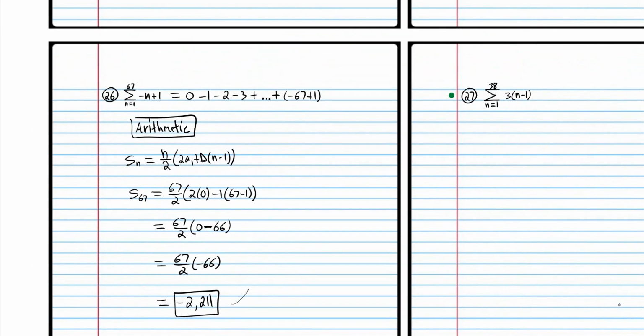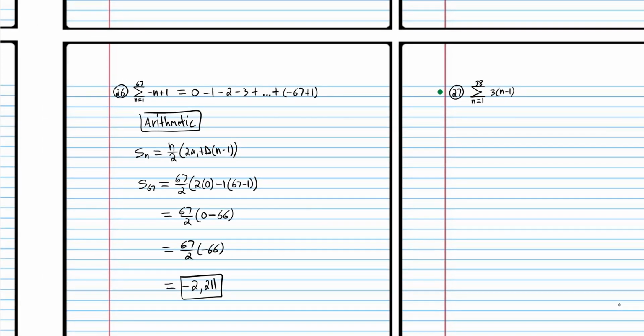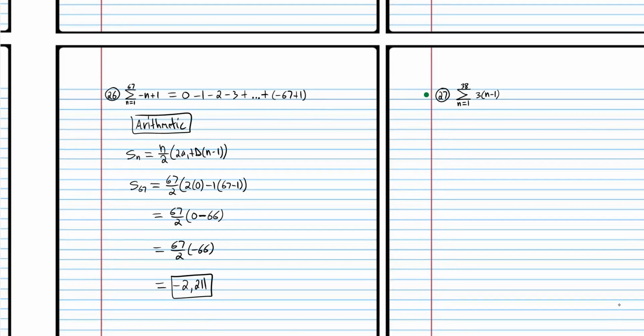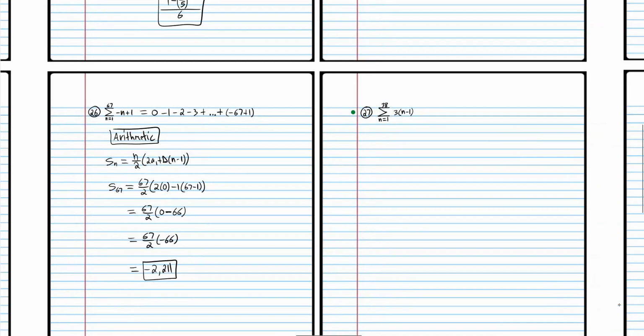So again, what's different about these problems is that the first term is 0, and that complicates things. A lot of students get confused by that because they don't know if they're supposed to consider 0 to be the first term or -1 to be the first term. Well, you can do it either way. The difference is n is going to be different. If 0 is the first term, n is 67. If -1 is the first term, then n is going to be 66. So you have to be careful about that.